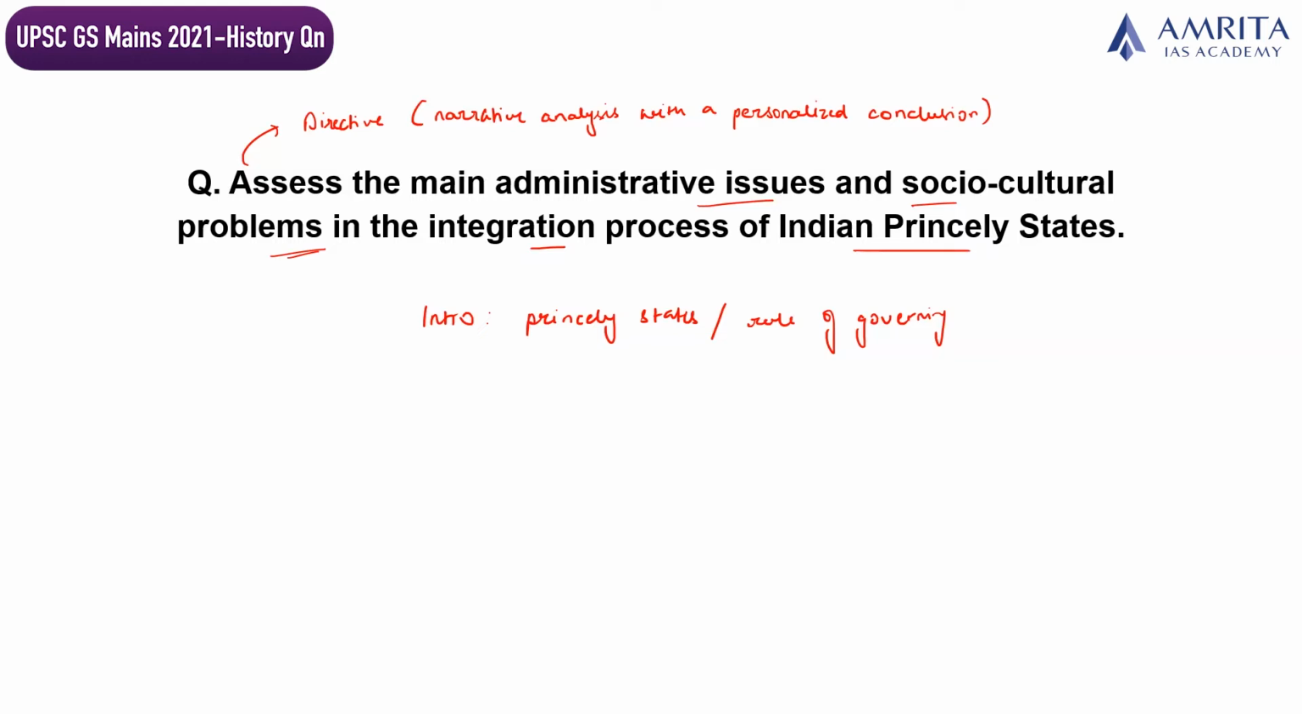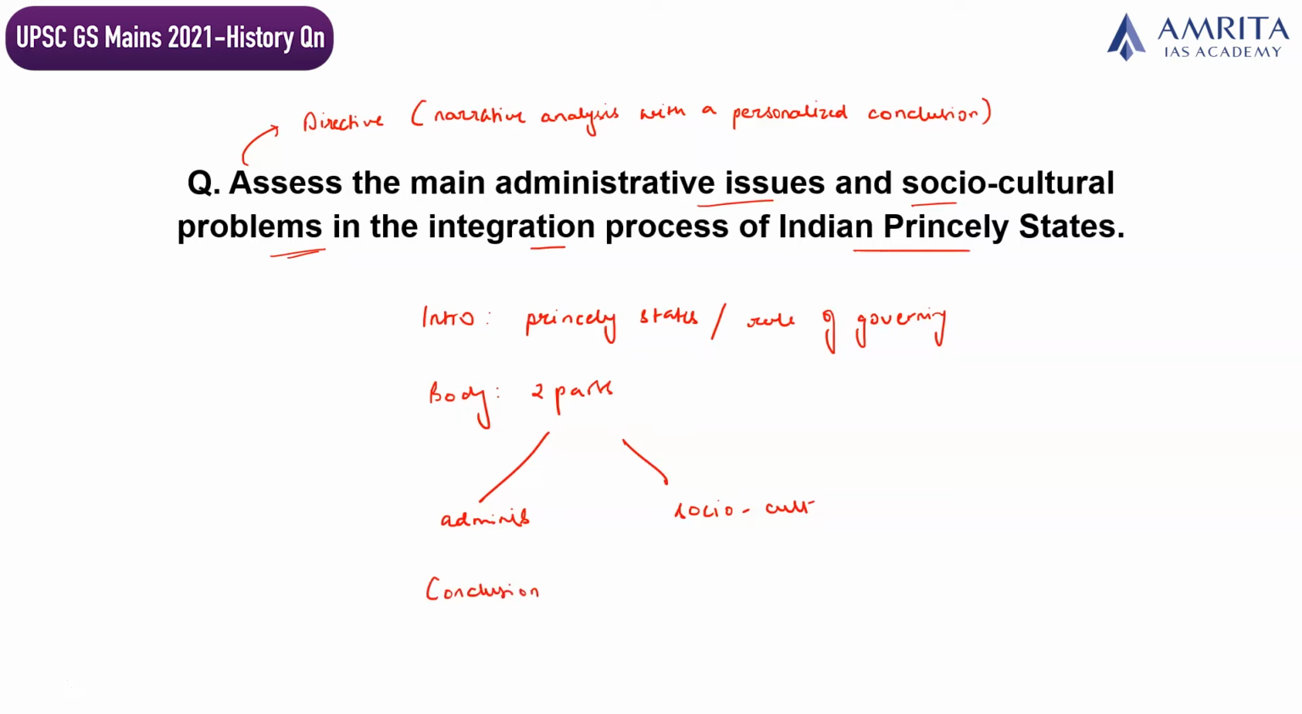In the body, students, it is again divided into two parts, wherein one part will be talking about the administrative problems and the second part will be talking about the socio-cultural problems that were faced by the politicians while integrating these princely states. Finally, once we have highlighted both the problems, we arrive towards a positive or neutral conclusion.